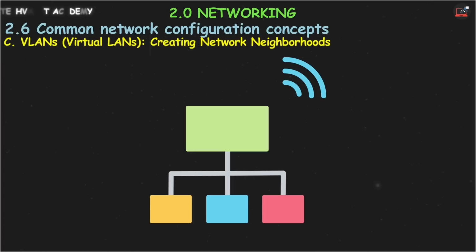3. VLANs, virtual LANs, creating network neighborhoods. Imagine dividing a large city into smaller districts. VLANs segment a physical network into logical subnetworks, offering several benefits.